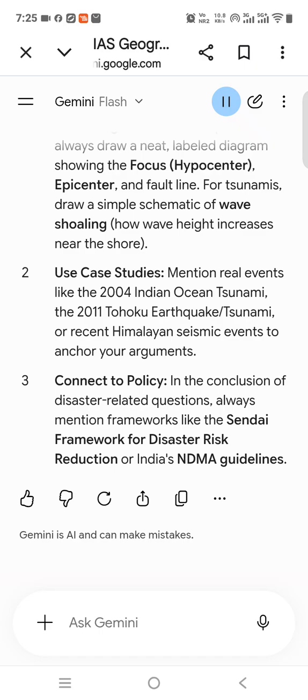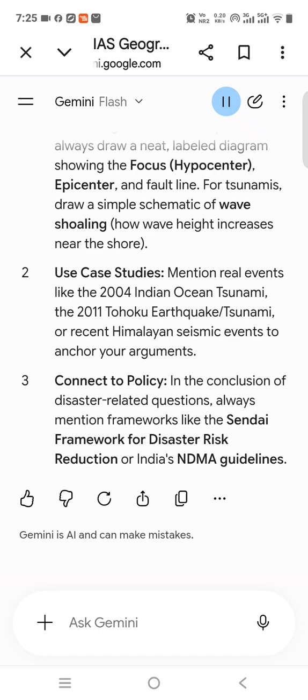20 marks, 250 words. 5. Vulnerability and mitigation. Question. Assess the vulnerability of India's eastern coast to tsunami hazards. To what extent has the Indian Tsunami Early Warning System, ITEWS, succeeded in mitigating coastal risks since 2004? 15 marks, 150 words.